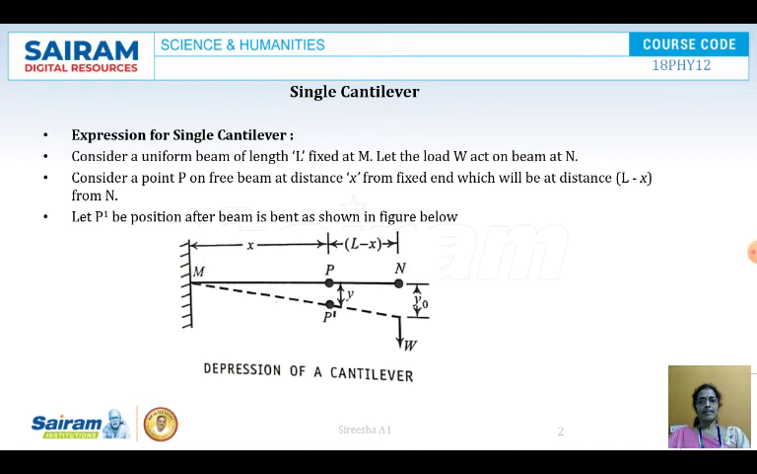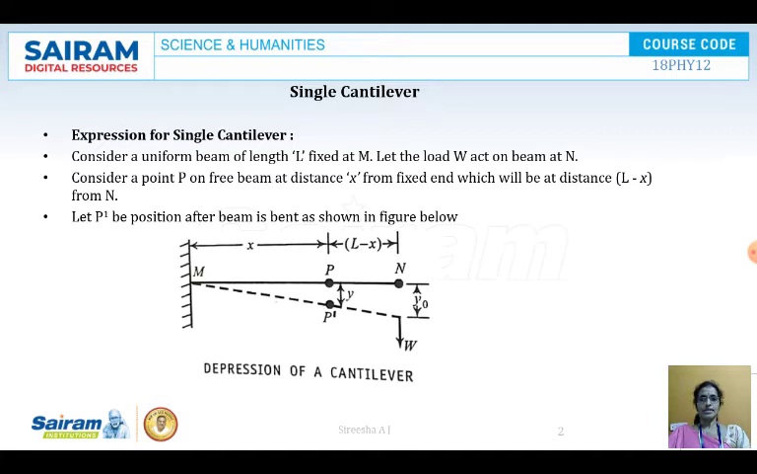What is a single cantilever? A beam fixed at one end and free at the other end is called a single cantilever. Now we look into the expression for a single cantilever. Consider a uniform beam of length L fixed at M. Let the load W act on the beam at N.